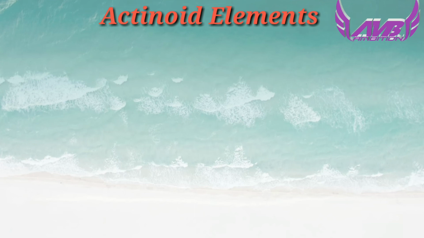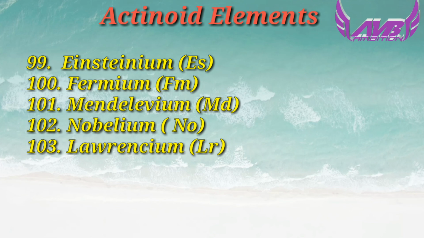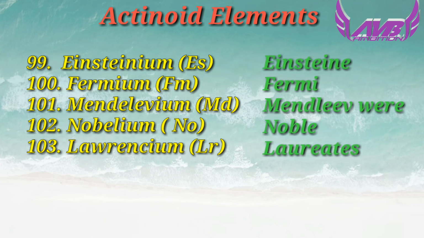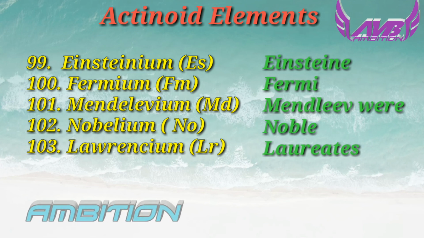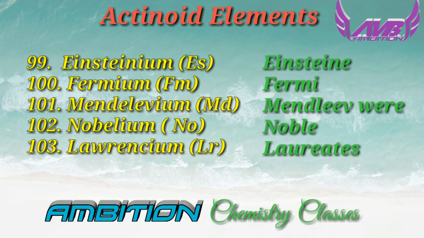The elements for the last segment of the actinoid series are einsteinium, fermium, mendelevium, nobelium and lawrencium. The mnemonic for this segment is: Einstein, Fermi, Mendeleev were Nobel laureates. Einstein for einsteinium, Fermi for fermium, Mendeleev for mendelevium, Nobel for nobelium, laureates for lawrencium.